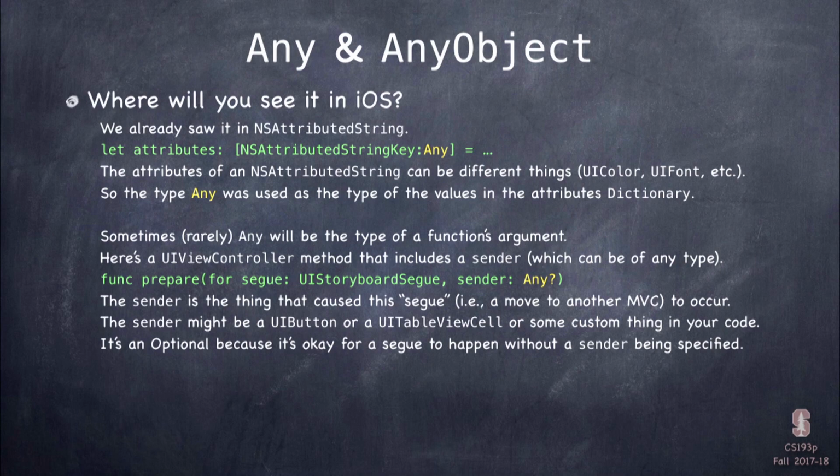Well, one of the arguments to it there at the end is sender of type any, question mark, okay, an optional any. And that's basically what button caused this MVC transfer to a new MVC. So it could well be a button that sender is. But it can also happen if you click on a row in a table view. So that's not a button, that's a table view cell, okay? Or it could happen from something else. It could even happen by code, in which case this is nil. So that's why you need any right there, because you're not sure whether it was a button or a table view cell or something else that caused this thing to happen.